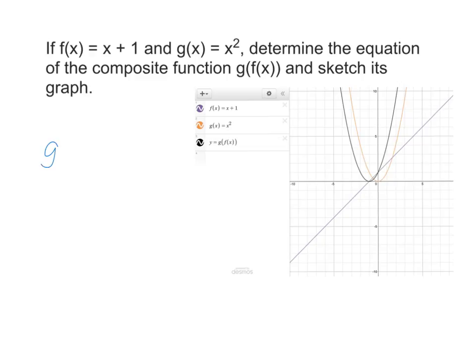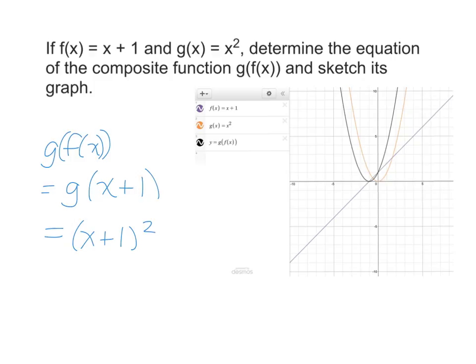We want to find g of f of x. So we don't have a value to fill in for x. We're just going to fill in the function f of x. So we're finding g of x plus 1. This does get a little bit confusing sometimes because you're replacing x's with something else in terms of x. But this is telling us in the function g, put x plus 1 in the place of x. So g of x is x squared. G of x plus 1 then is (x plus 1) squared.